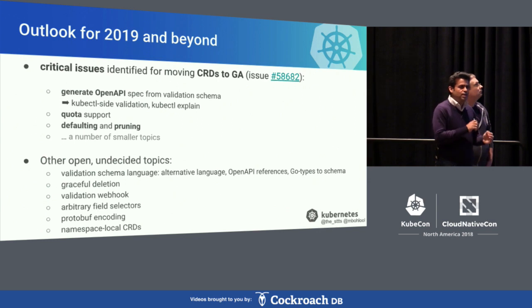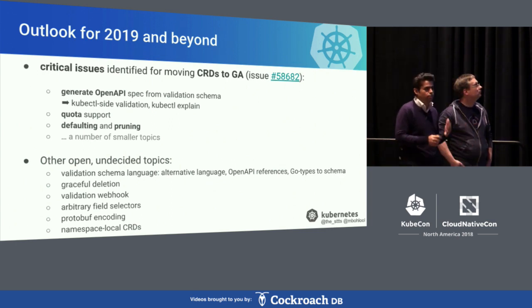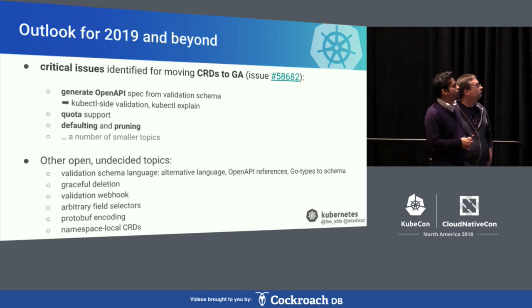It barely missed 1.13. It's going to be in 1.14. Quota support is very important. Defaulting and pruning is something that we have a design doc for, and the conversation is actually going on about it. And there are a number of smaller issues, but these are the main ones that we are working on.